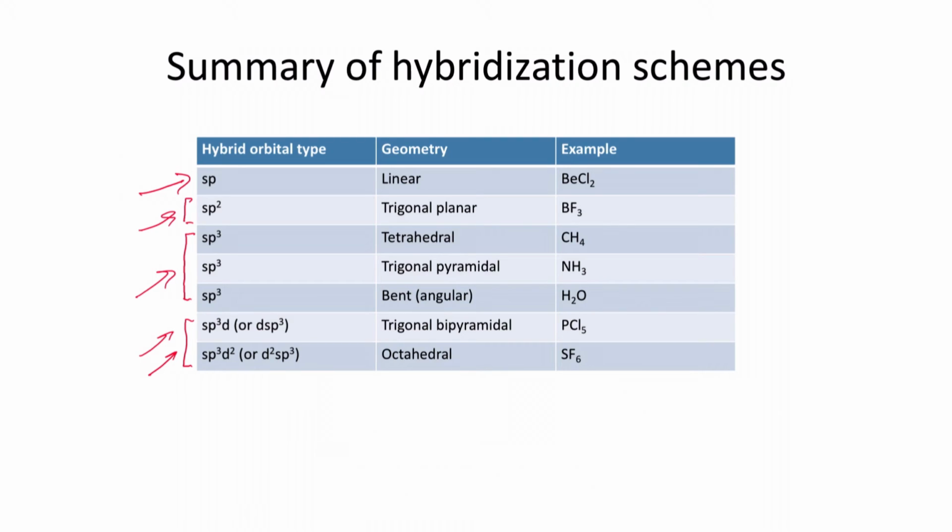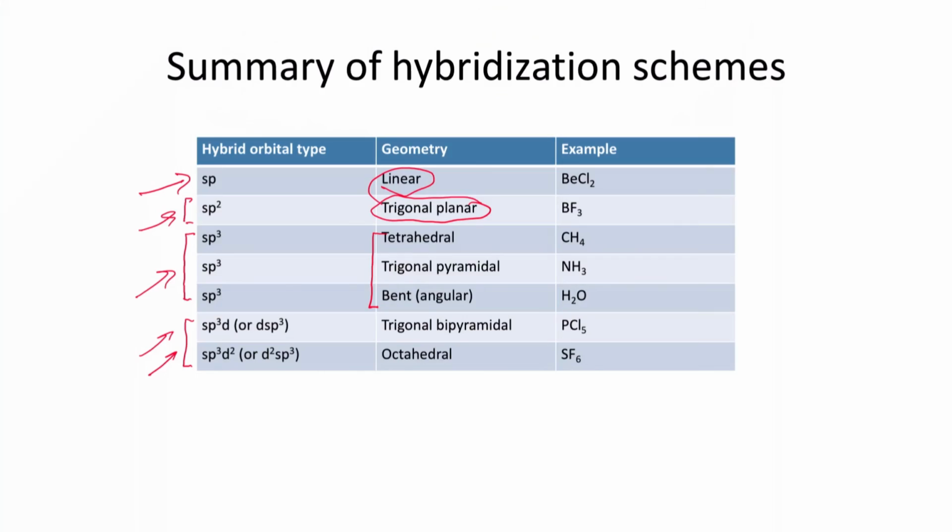Typically, things that are sp hybrid have a linear geometry. Things that are sp2 have a trigonal planar geometry. Things that are sp3 are in the tetrahedral family, so it could be tetrahedral or trigonal pyramidal or bent, depending on how many bonded pairs and how many non-bonded pairs there are. Things with 5 bonds or dsp3 hybridization tend to be trigonal bipyramidal. And finally, things with 6 bonded pairs tend to be octahedral.